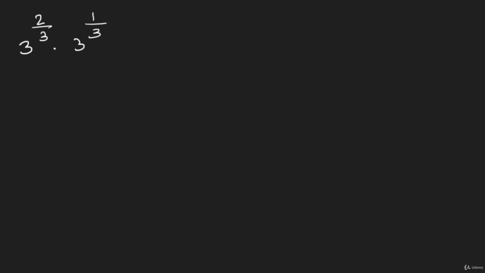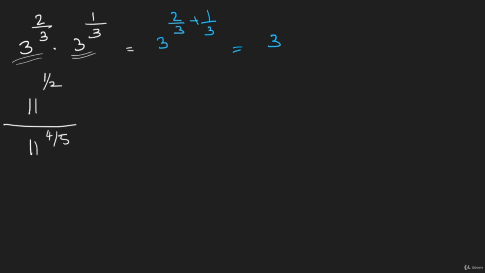Say you want to simplify 3 to the power 2 by 3 into 3 to the power 1 by 3. You can see that the base is the same over here. Therefore, this is nothing but 3 to the power 2 by 3 plus 1 by 3, which is equal to 3 to the power 1 or just 3. Alright, now say you want to do 11 to the power 1 by 2 divided by 11 to the power 4 by 5. This is equal to 11 to the power 1 by 2 minus 4 by 5, because you have the same base over here, right?